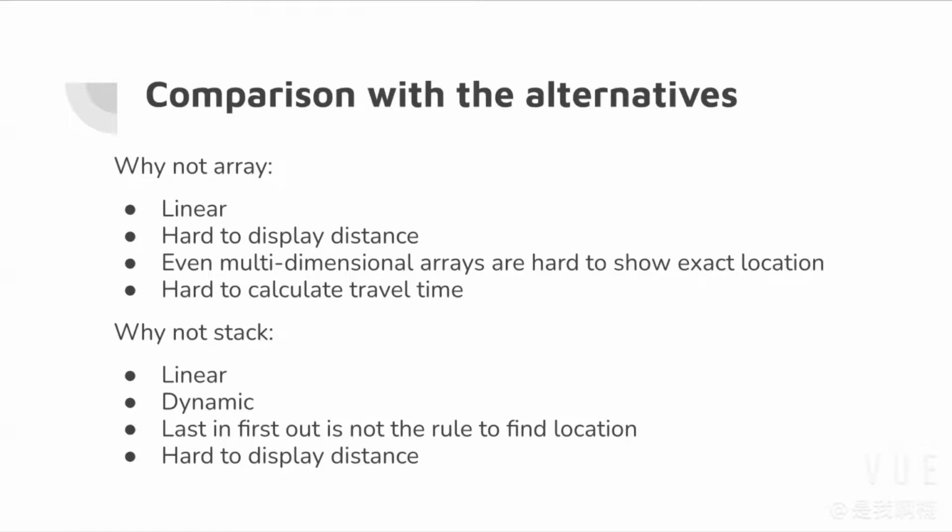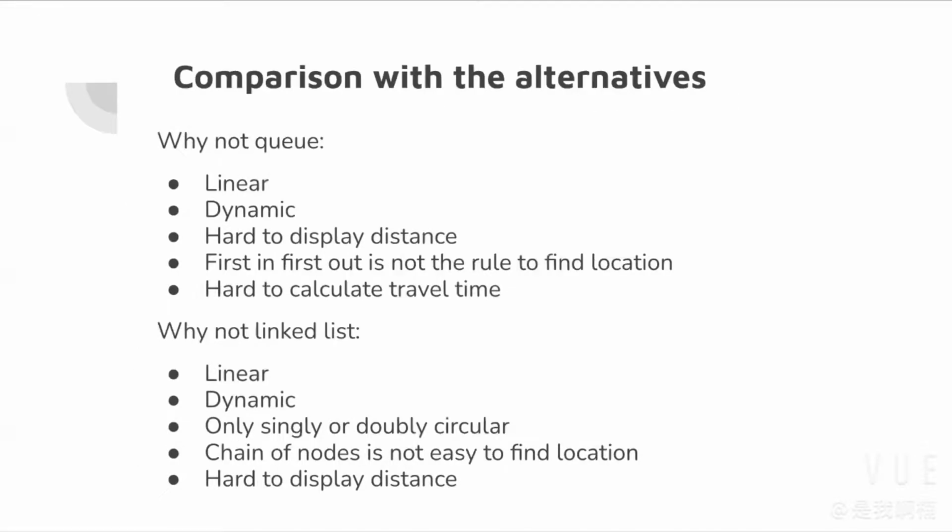And the stack is a derivation from the array. It is also linear, and the last in, first out rule limits it in finding the location. And it's really hard to display distance too. And the queue is another linear data structure. It's dynamic, and it's hard to display distance from a queue since it's first in, first out. Also, it's very hard to calculate the travel time.